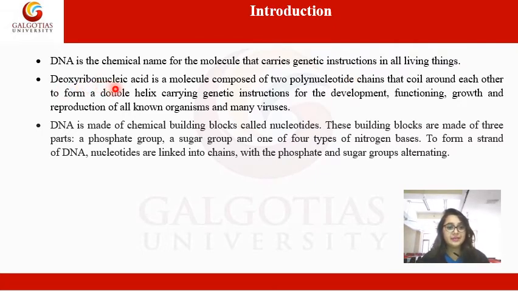So deoxyribonucleic acid, or DNA, is a molecule composed of two polynucleotide chains. So it is a double-stranded chain, similar to the way we tie the knot of our hair. The two polynucleotide chains coil around each other to form a double helix, carrying genetic instructions for the development, functioning, growth, and reproduction of all known living organisms and many viruses. So by this sentence, we understand that DNA is present in all living organisms.